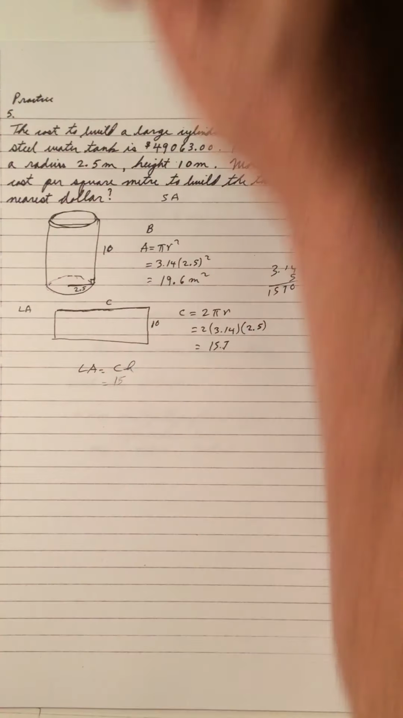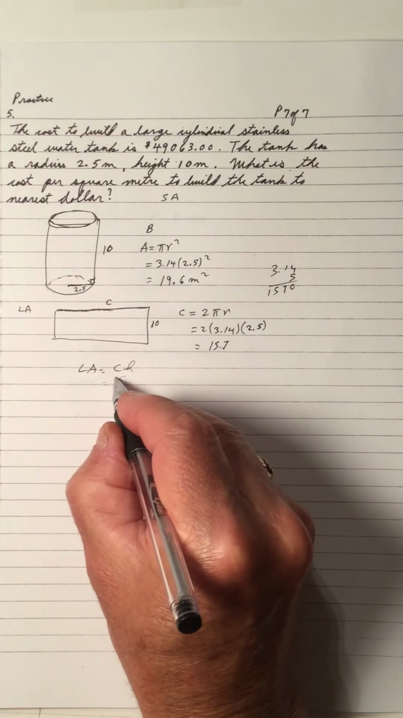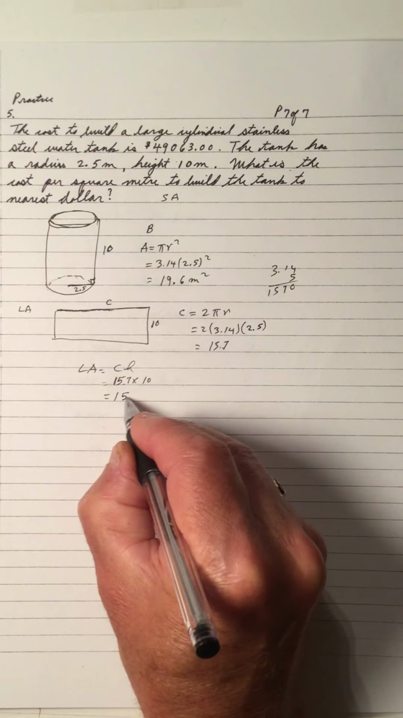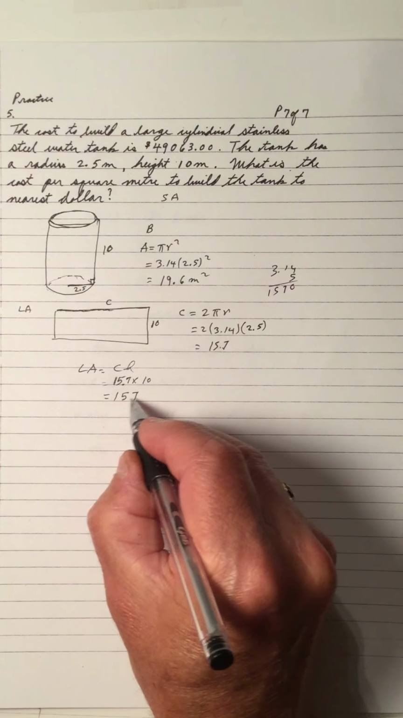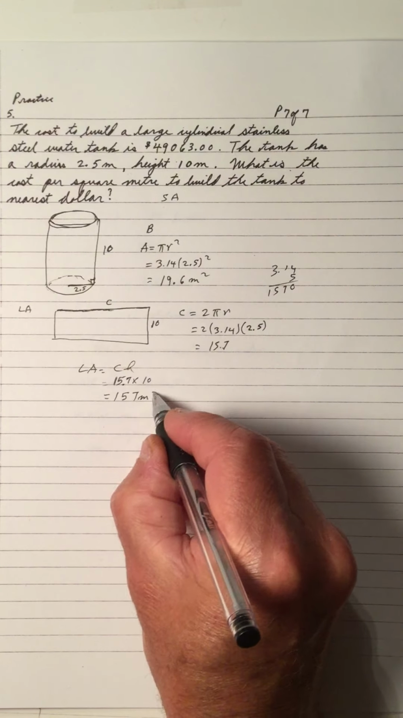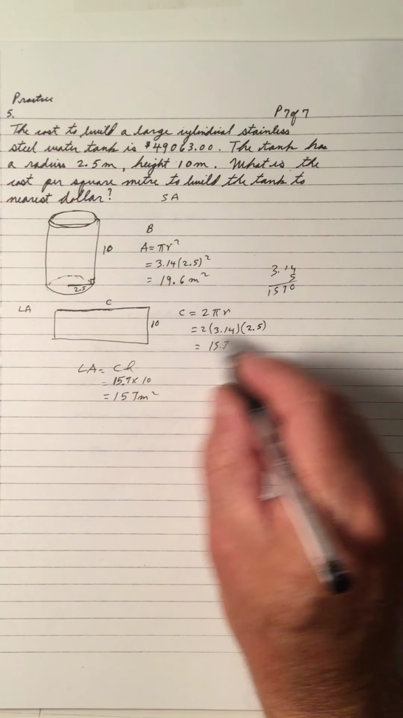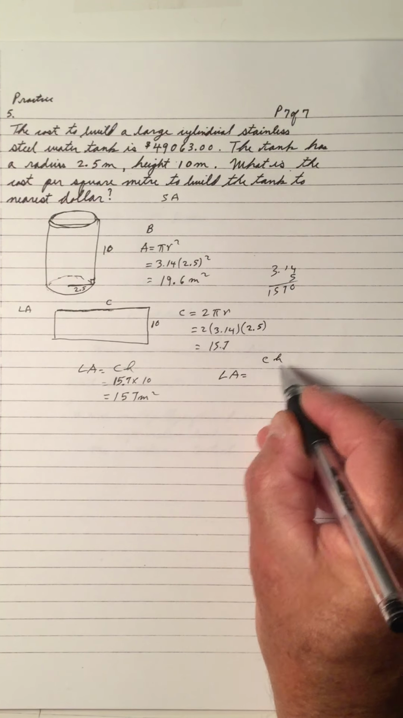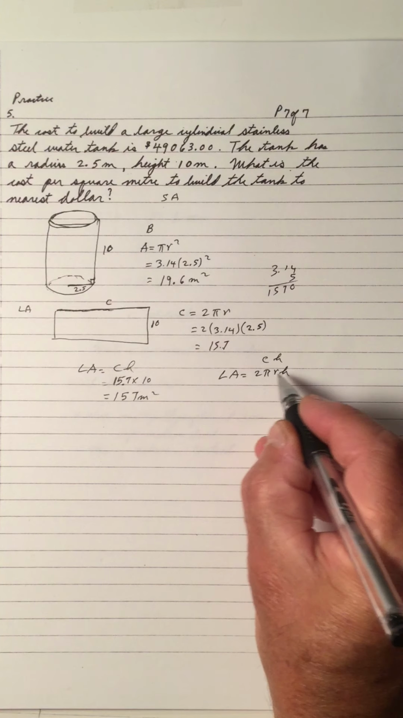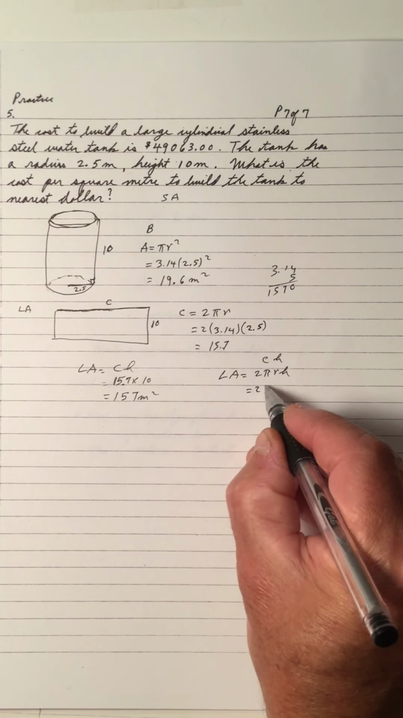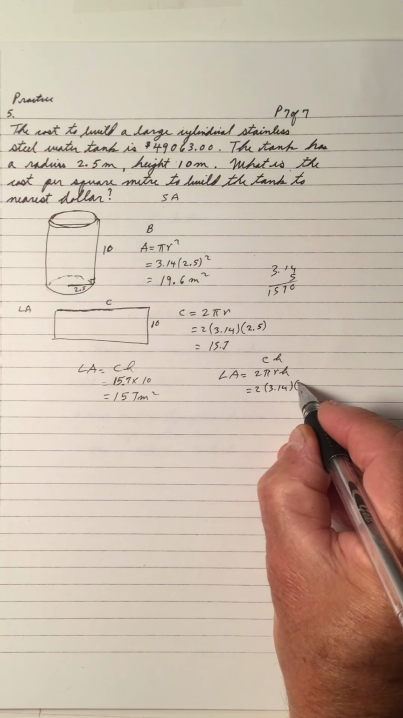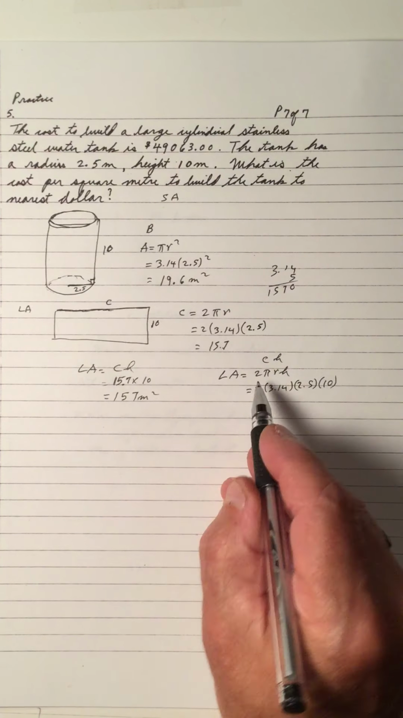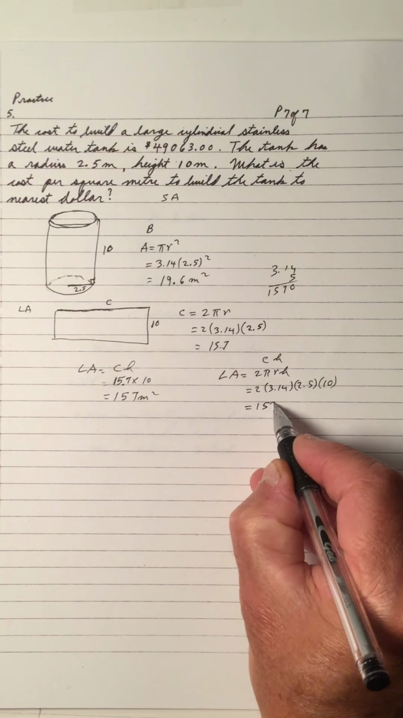Pen has run out. Let's get a new one. Excuse me for a second. So it's 15.7 times the height, which is 10. So 15.7 times 10 is 157 square meters. Some people would work this out not like this. They would work it out that the lateral area is circumference times height, 2 pi r h. So they go 2 times 3.14 times 2.5 times 10. Most people wouldn't do them individually like this and then multiply. They would work it all together to get 157.